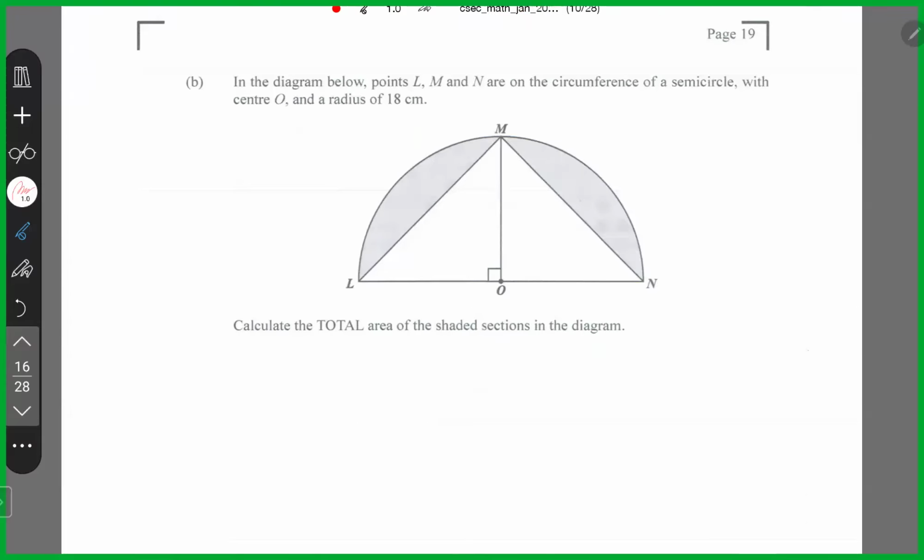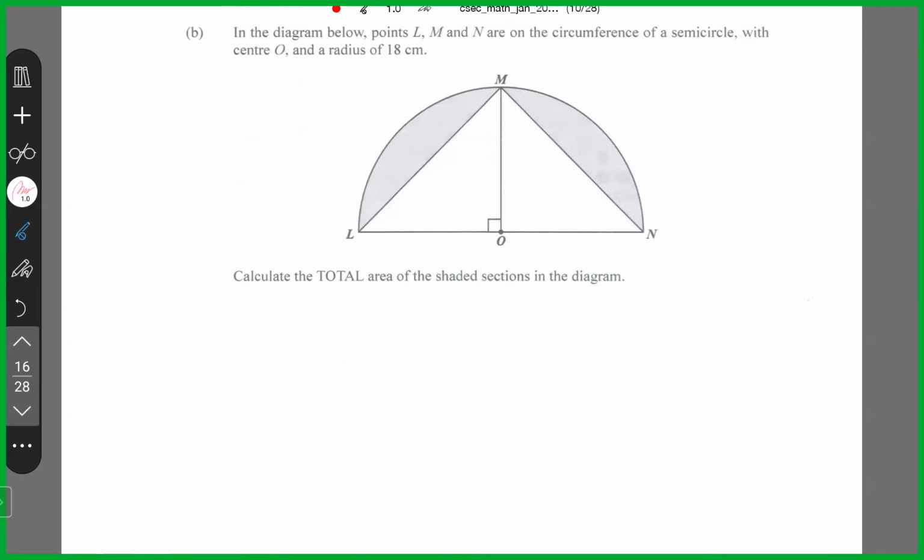That was A. Now let's go for B. B says in the diagram below, L, M, and N are on the circumference of a semicircle with center O and radius 18. So O is the center of the circle. The radius is 18, so that means that this is 18, this is 18, and this is 18. Calculate the area of the shaded sections in the diagram.